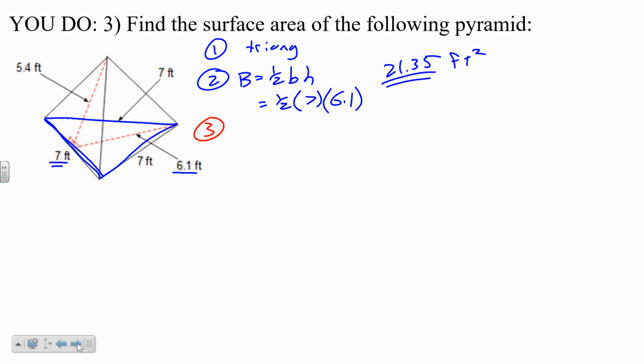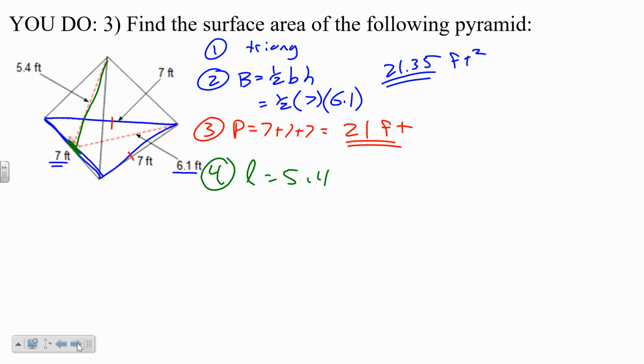And my next step is the perimeter. Well, it's regular, so each one of these sides is the same. So the perimeter is 7 plus 7 plus 7, which ends up being 21. And then we need our slant height. Luckily, for this one, they give it to us. Again, it goes down to an edge here. So that slant height is 5.4. So last but not least, plug that into our formula: my base area plus 1/2 times the perimeter times the slant height.